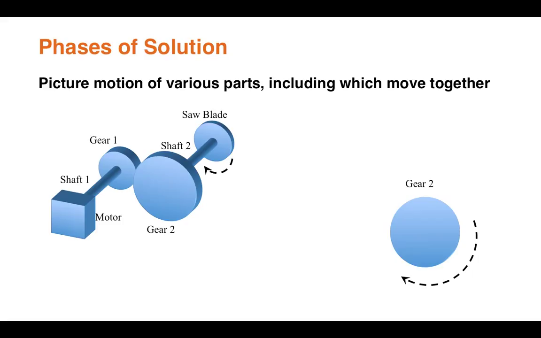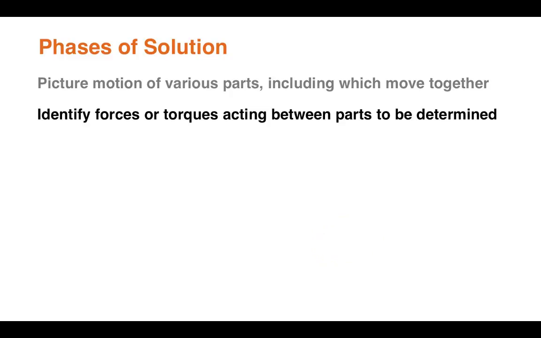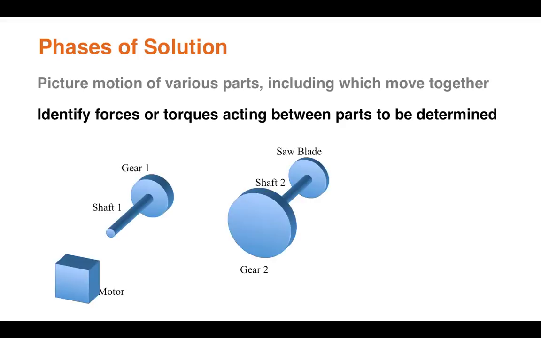We know this is the direction of the saw blade, like this. That must also be the direction of gear 2. And so because of the engagement of the teeth, gear 2 goes as shown, so gear 1 must rotate this way. So what are the forces and the torques?